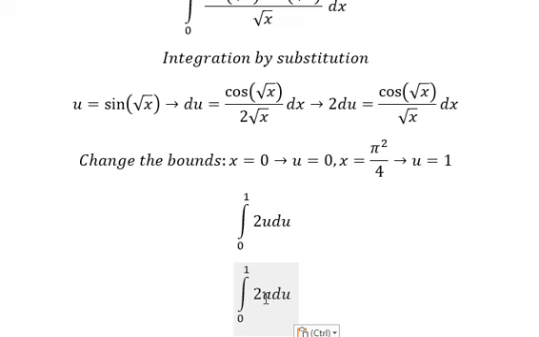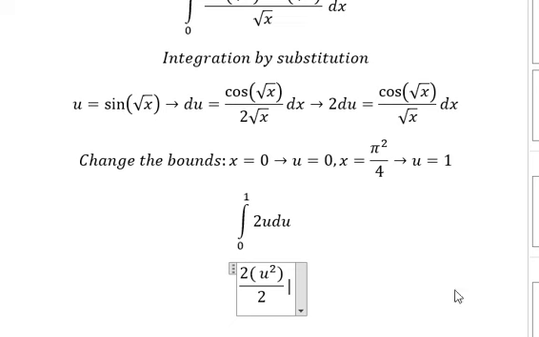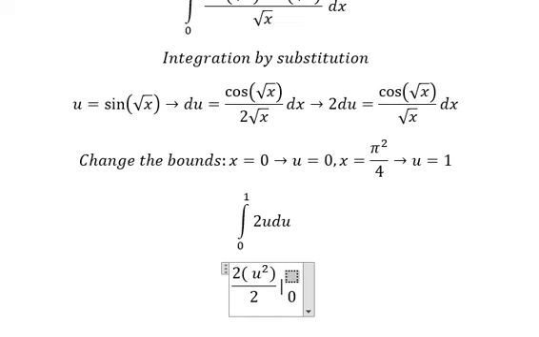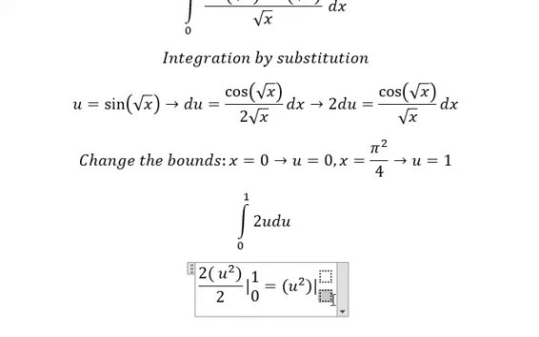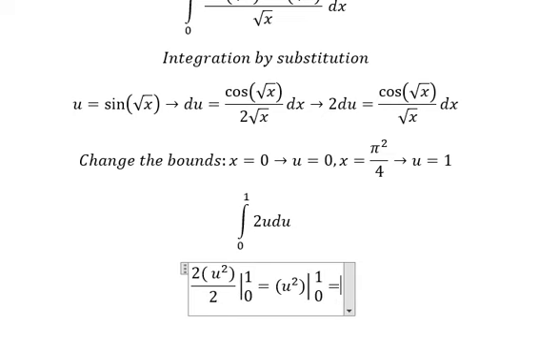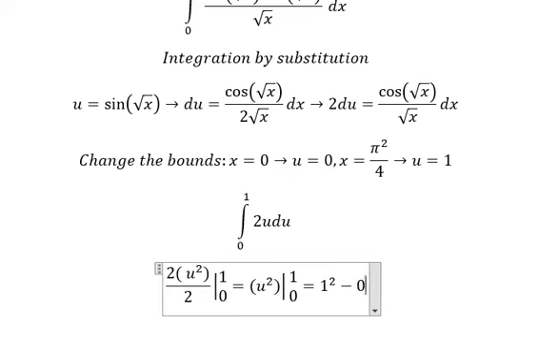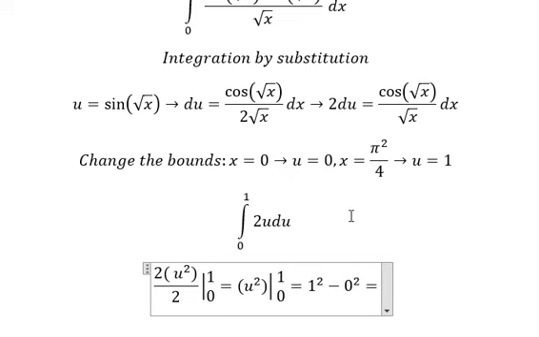The integration of u gives u squared over 2, and we put the bounds from 0 to 1. 2 divided by 2, we have u squared. And now we have the final answer. That is 1.